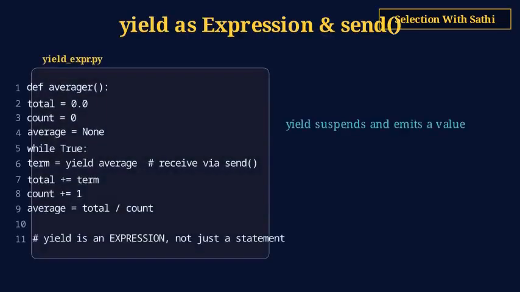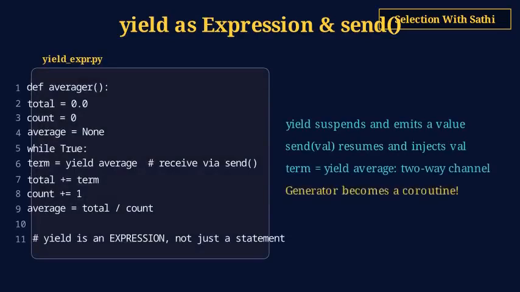In a classic coroutine, yield appears as an expression on the right side of an assignment. Value equals yield result. This line does two things. First, it yields result out to the caller. Then, when the caller calls coro.send with data, the coroutine resumes and data is assigned to value. This makes yield a two-way communication channel. It sends data out and receives data in.